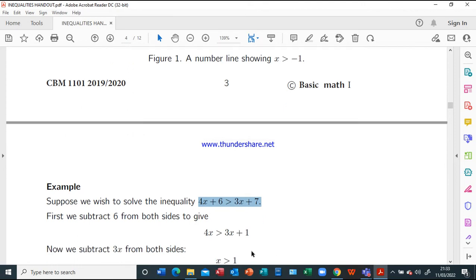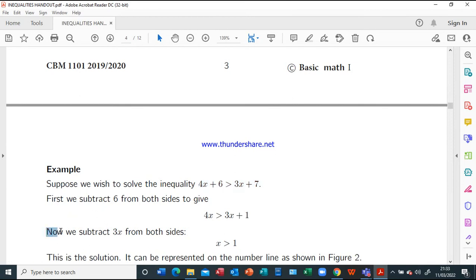Then the next step, we subtract also 3x, meaning we want to bring 3x to the side of 4x so that the x's are on the same side. So I'm subtracting 3x from both sides. On the left hand side you have 4x minus 3x, which is x. On the right hand side you have 3x minus 3x plus 1, so you'll be left with 1. So the final solution is x is greater than 1. We call that the solution.